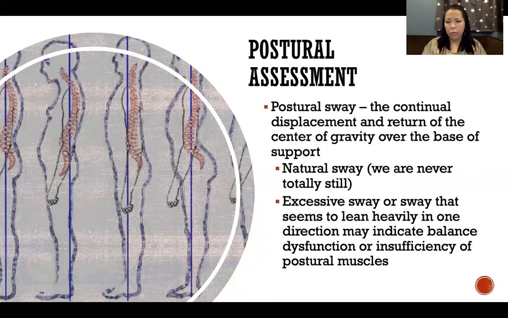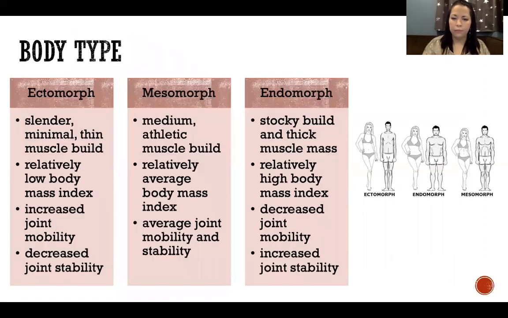But we can observe postural sway, because if it's too extreme, like there's a lot of postural sway, or they're kind of tilting in one direction, like there's more sway in one direction than the other, then that can indicate that there's some kind of balance dysfunction. There could be some kind of inner ear thing going on or a cerebellar thing going on, or it could be insufficiency of postural muscles, so postural muscles that are not strong enough to maintain normal posture. So there's a lot that we can learn there if there's excessive postural sway.